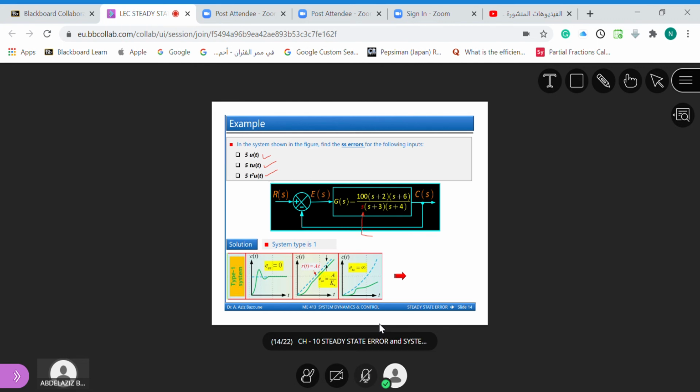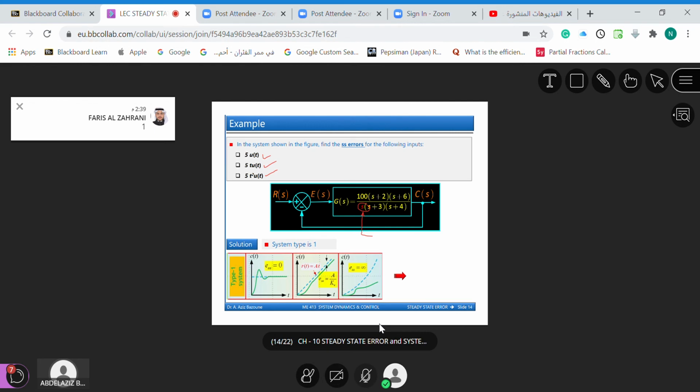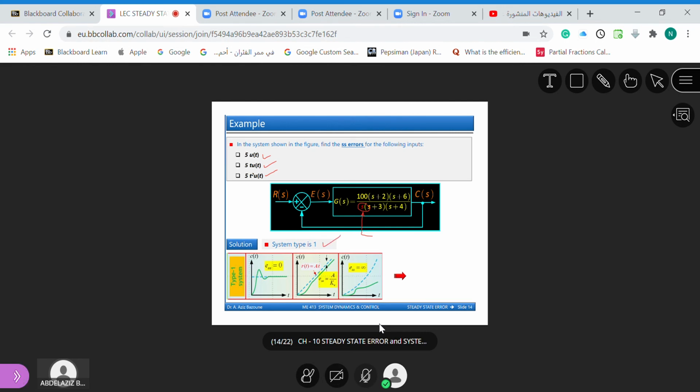System type is the number of integrators. It's S to the power 1, so the system type is 1. When the system type is 1, these are the errors, Shabab. Error for position will be 0. Error for velocity will be A over Kv. Error for acceleration will be infinity.